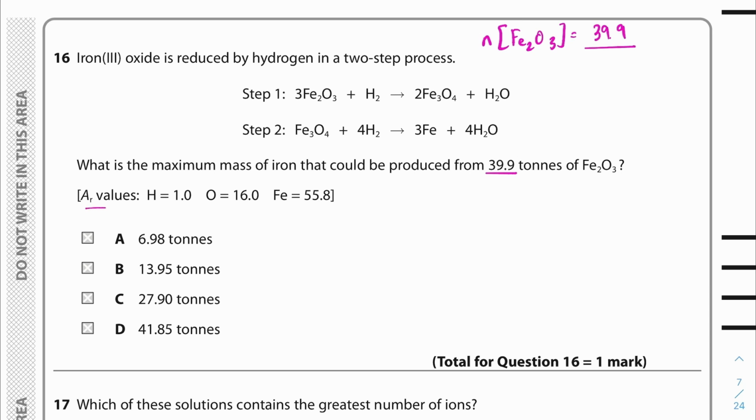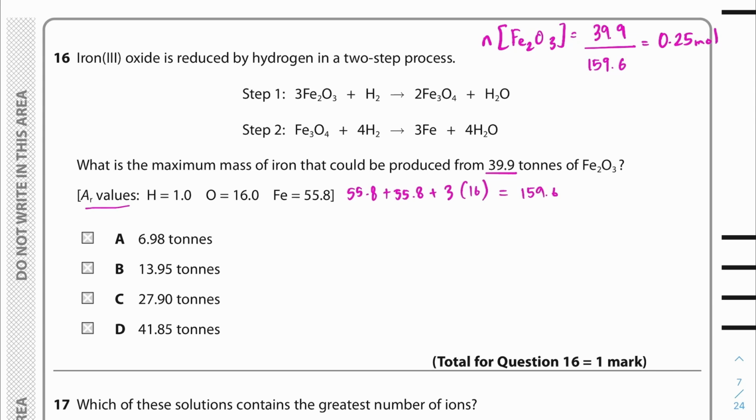So they've given us the AR values. So that's going to be what? That's going to be 55.8 plus, and that's two of them, so 55.8 twice, plus 3 times 16. When you add this all up, this gives us the MR of Fe2O3, which is 159.6. So 159.6 we're going to put here. This gives us 0.25 moles of Fe2O3.